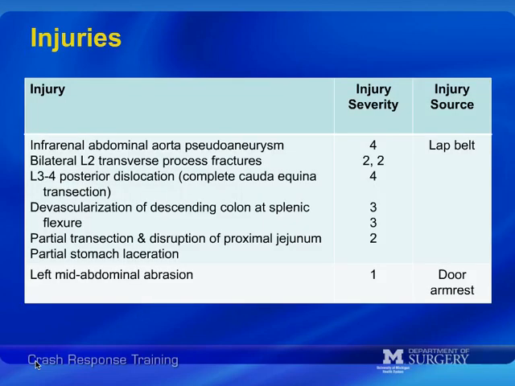Summary of her injuries includes an infrarenal abdominal aorta pseudoaneurysm, bilateral L2 transverse process fractures, L3 and 4 posterior dislocation with a complete cauda equina transection, devascularization of descending colon at the splenic flexure, partial transection and disruption of proximal jejunum, and a partial stomach laceration, all attributed to the lap belt. Additionally, she had a left mid-abdominal abrasion due to contact with the door armrest.